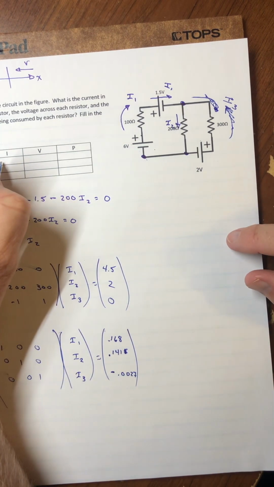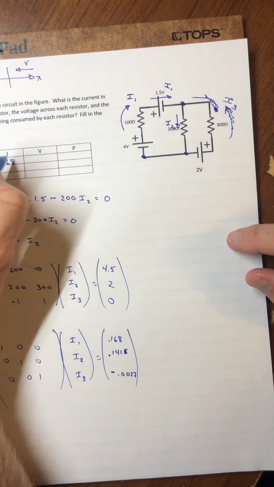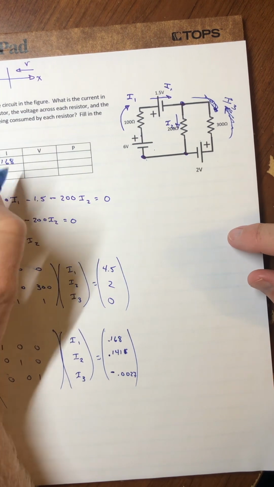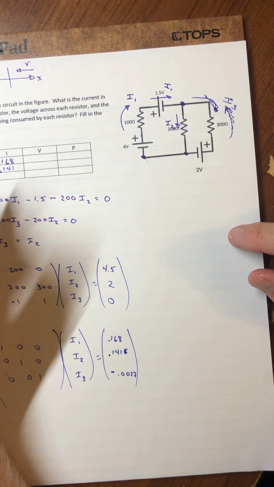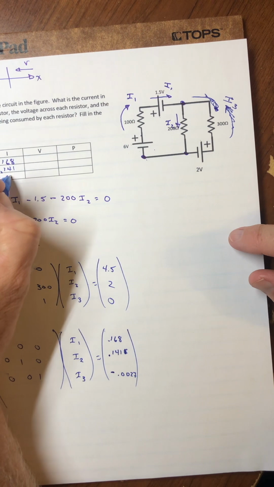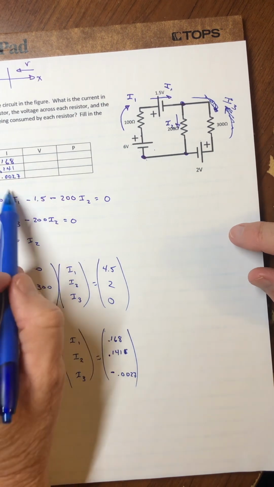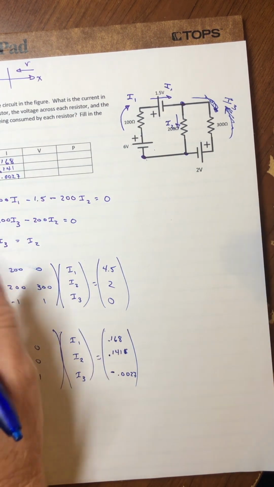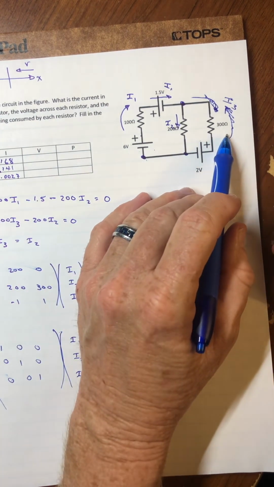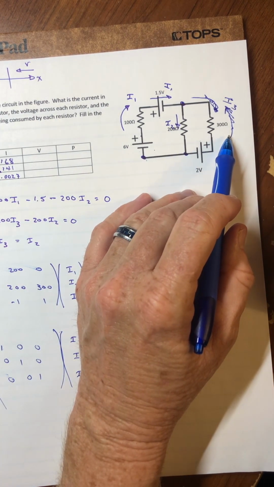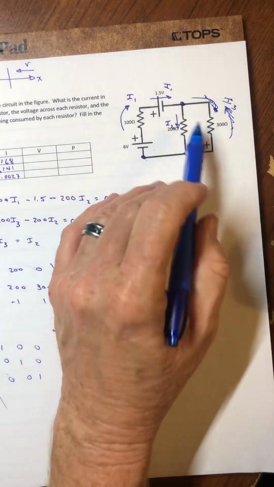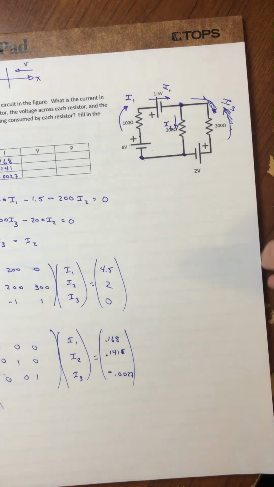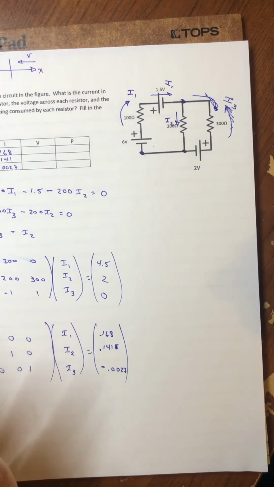All right, so 0.08, 0.168, 0.141, and negative 0.0027. And let me just emphasize, for the answers, the negative is not really important. If you want to label it positive, hopefully you would change the direction there. But that's not a big deal either.